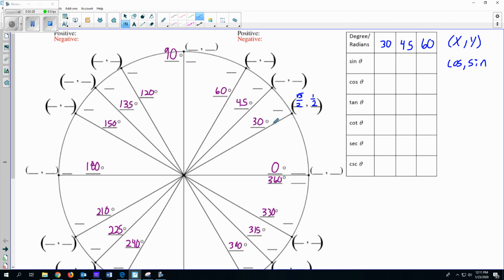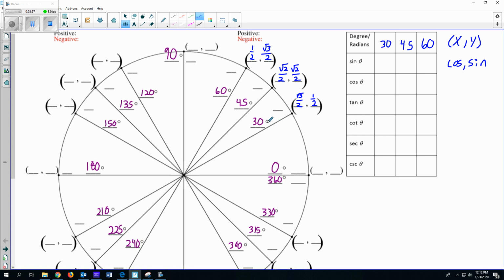Then at 45 degrees, your x and y are both the same. Your distance from the origin, your x, and then your y, they're both going to be square root of 2 over 2. Okay? And then at 60 degrees, it flip-flops from your 30-degree angle. So now your x length here is going to be 1/2, and your y length is going to be square root of 3 over 2.